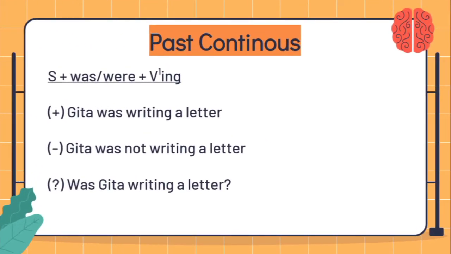Past continuous. Gita was writing a letter. Gita was not writing a letter. Was Gita writing a letter?